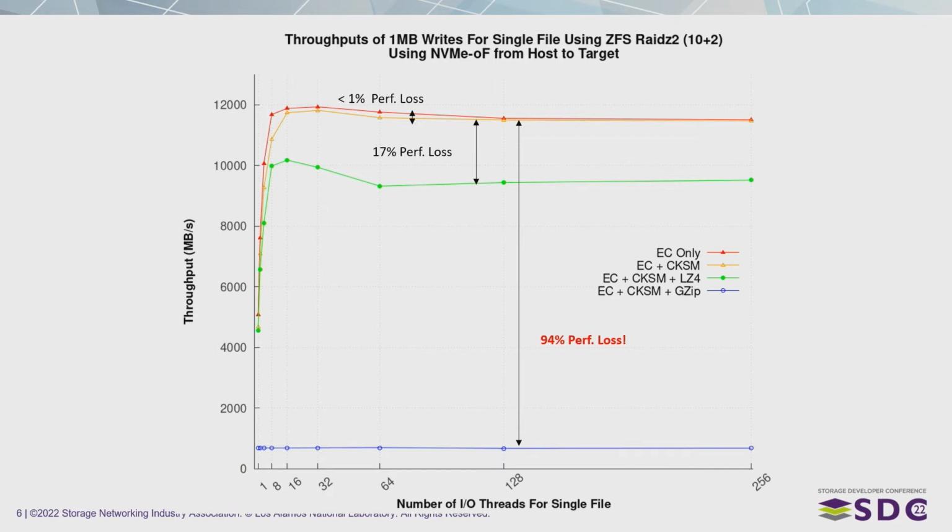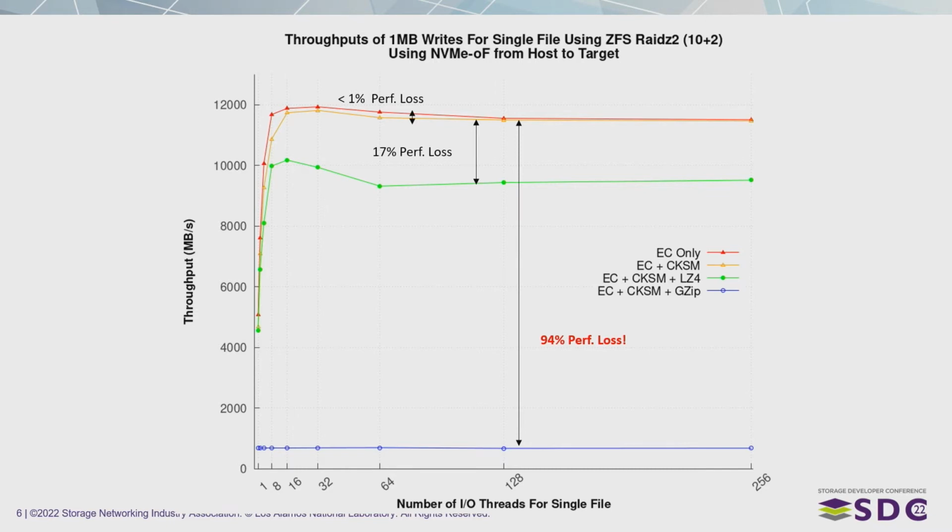The plan at Los Alamos is to use multiple features that are provided by ZFS, such as checksumming and compression. The first thing we did was add checksumming to our performance benchmarks. As you can see in this graph, the line is basically the same as the red line. We suffered a performance loss of less than 1%, which is great. We added a full-blown function and basically didn't lose any performance.